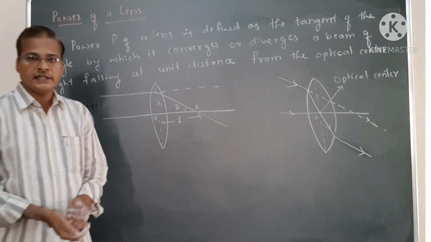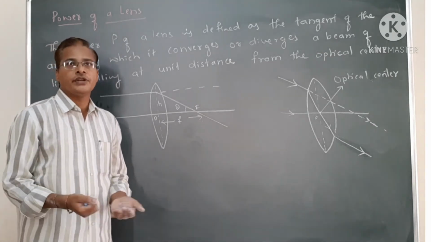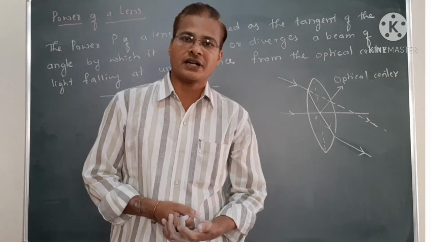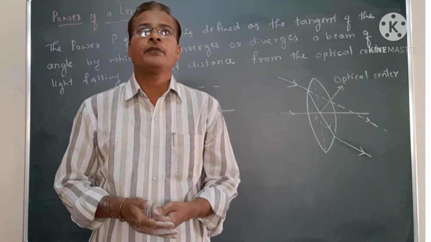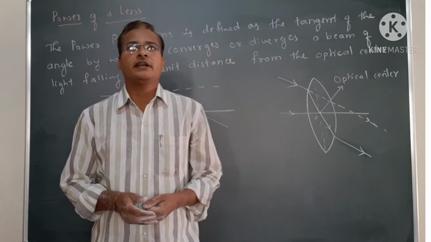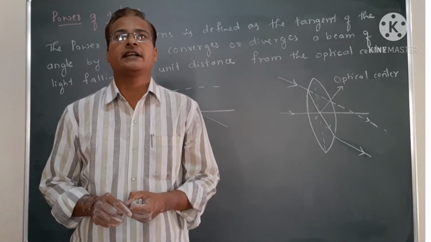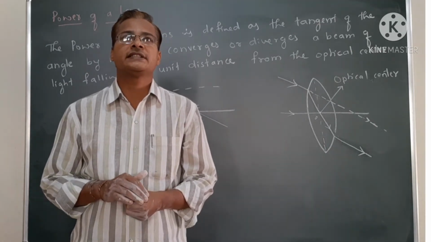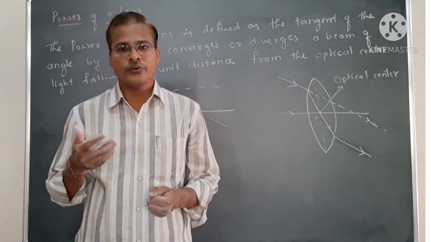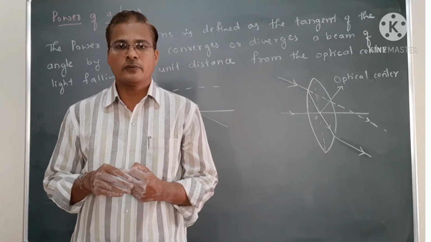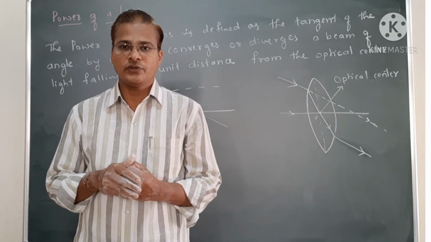So now we are going to understand the power of a lens. What does the power of a lens mean? It is a measure of convergence or divergence of the light falling on it. A lens of shorter focal length bends the incident light more, converging it in the case of a convex lens and diverging it in the case of a concave lens. That is what we are going to call the power of a lens. That is the meaning of the power of a lens.